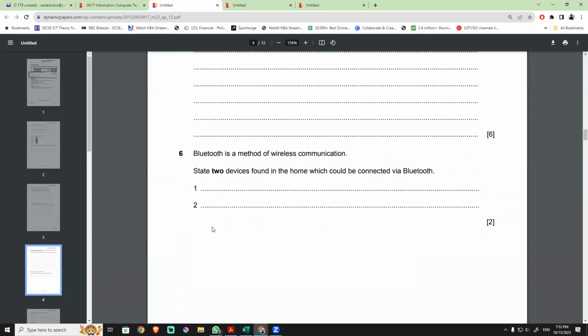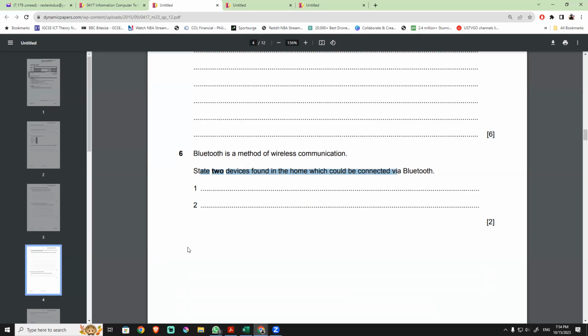Bluetooth is a method of wireless communication. State two devices found in the home which could be connected to Bluetooth. This is for grade 1. Consider this device: phone and laptop. All right, say it again. Phone and laptops.